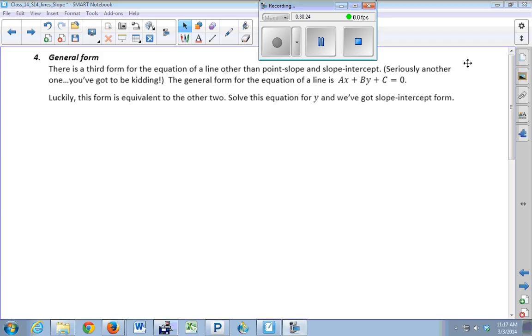There's a third problem, line other than point slope, slope intercept. Seriously, another one? You've got to be kidding. General form for the equation of a line is ax plus by plus c equals 0. Luckily, this form is equivalent to the other two. Solve this equation for y. Got the slope intercept. Okay, thank you.